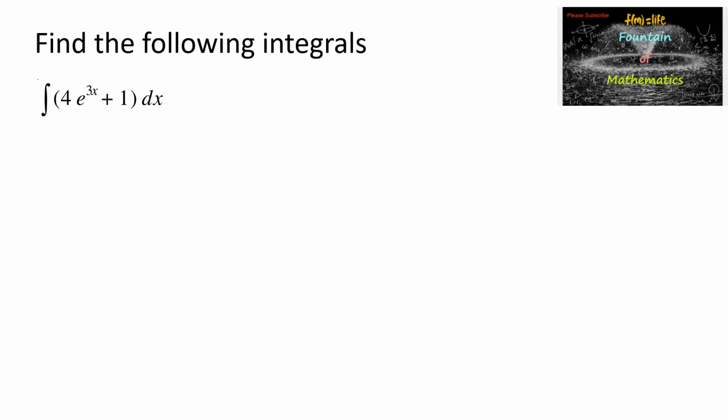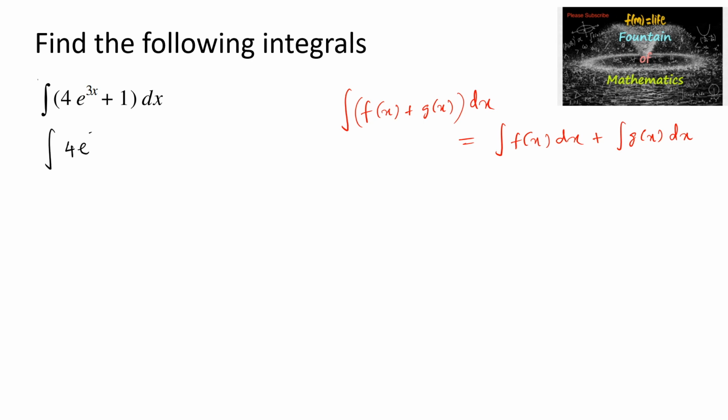Find the following integral: integral of 4 e to the power 3x plus 1 dx. We know that integral of f of x plus g of x dx is equal to integral f of x dx plus integral g of x dx. So we can separate here: integral 4 times e to the power of 3x dx plus integral 1 times dx.